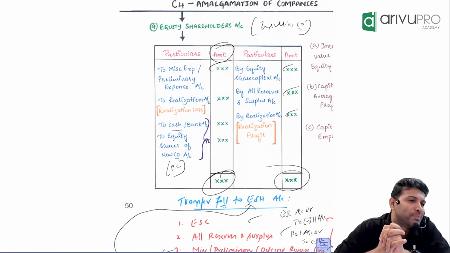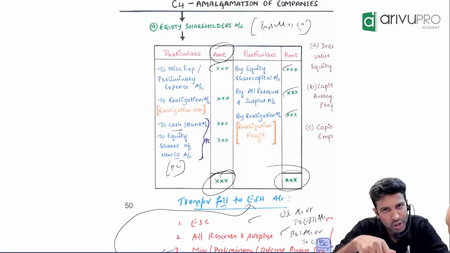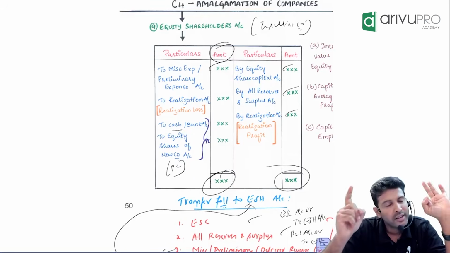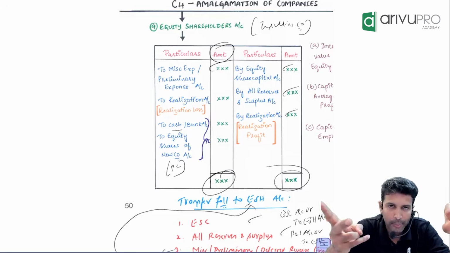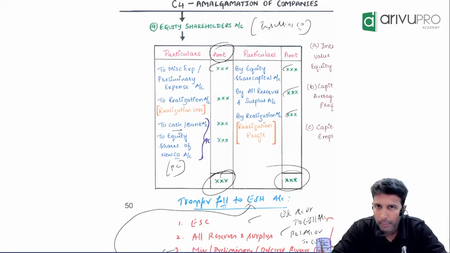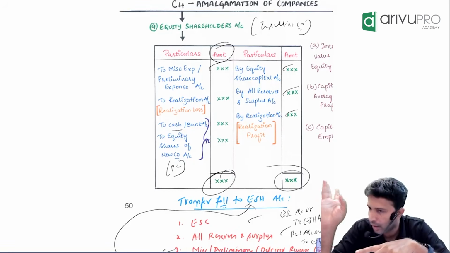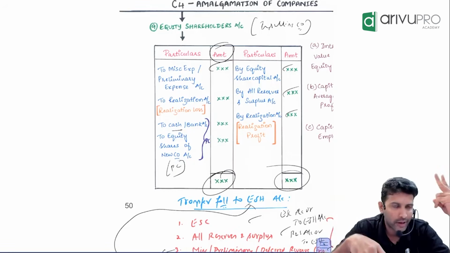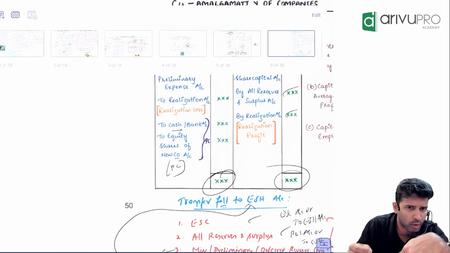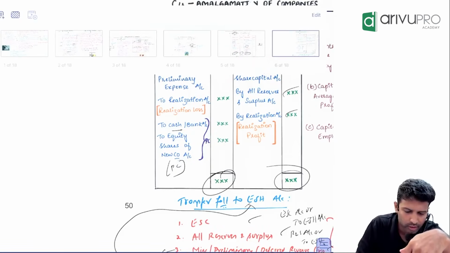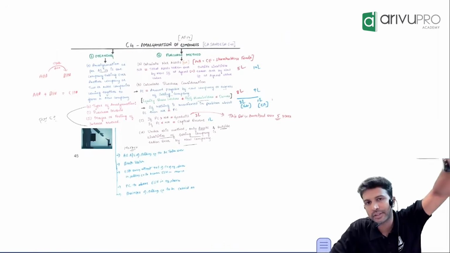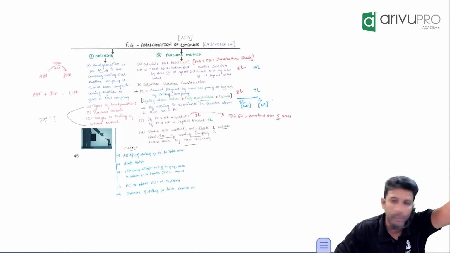Topic name: amalgamation of companies. The standard is AS14. AS14 covers both sorts of amalgamations, meaning one company taking over another company, or 2 companies merging and forming a new company. For accounting purposes, we have 2 methods: purchase method and merger method. If you want, I'll show the chart as and when I tell.